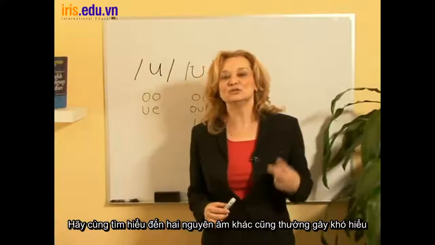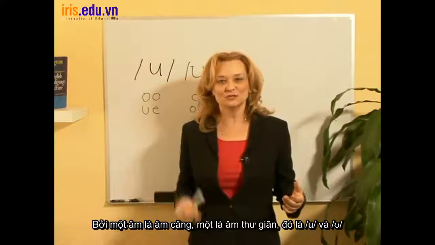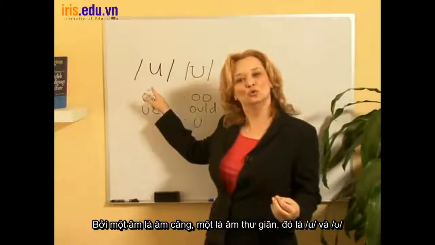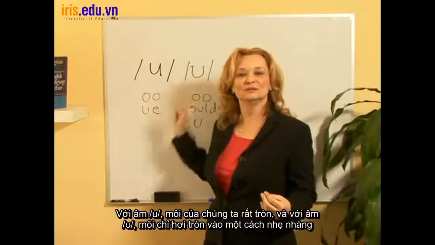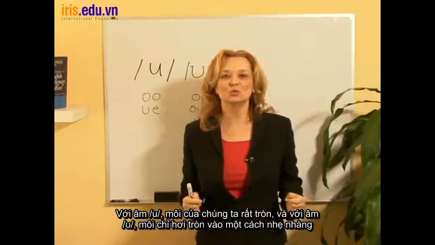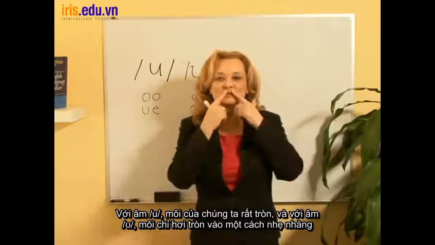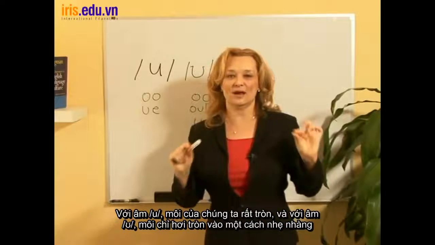Let's take a look at two more vowels that are commonly confused because one is tense and one is neutral. It's the oo and the uh. For the oo sound, the lips are rounded. Oo, oo. And for the neutral sound, the lips are very slightly rounded.